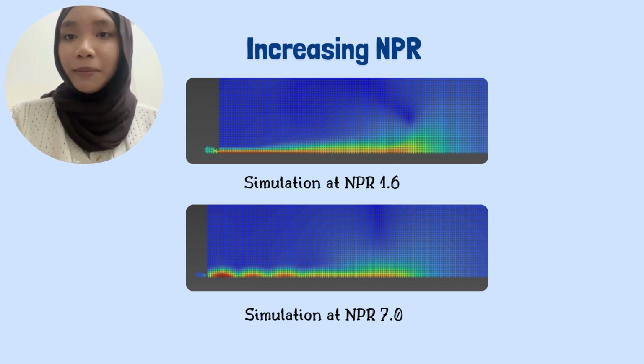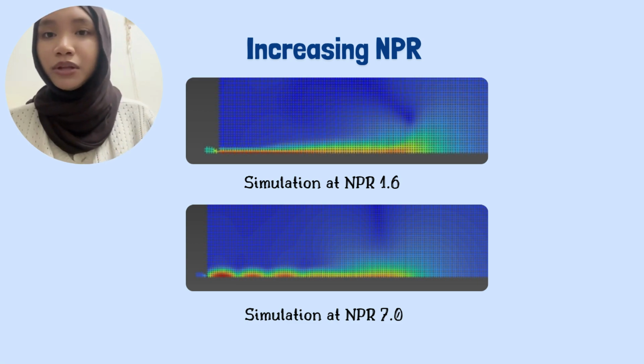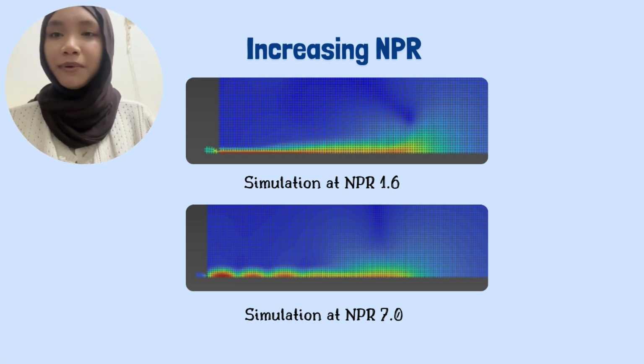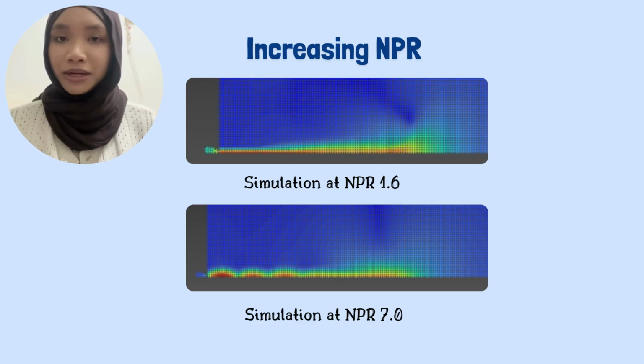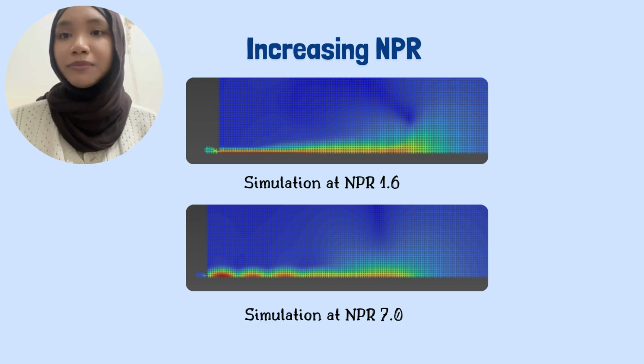Overall, increasing NPR leads to a clear transition from subsonic to supersonic flow. At higher pressure ratio, the strong pressure difference between the nozzle and the atmospheric pressure causes the flow to expand rapidly, forming characteristic shock diamond patterns due to alternating compression and expansion regions.